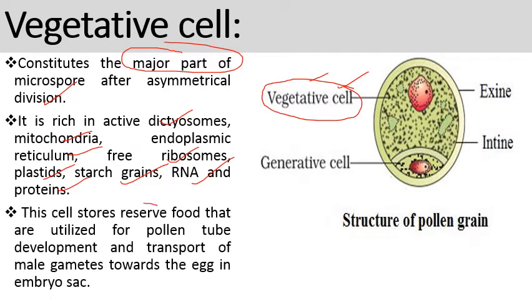This cell stores reserve food that is utilized for pollen tube development and transport of male gametes towards the egg in embryo sac. So जो reserve food material है वो यूटिलाइज होता है पोलन ट्यूब फॉर्मेशन में, और मूवमेंट जो मेल गैमेट्स की होती है टुवर्ड्स द एग इन एम्ब्रियो सैक.